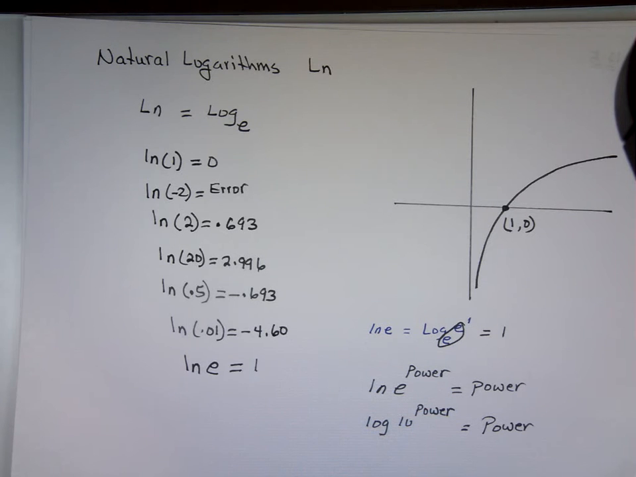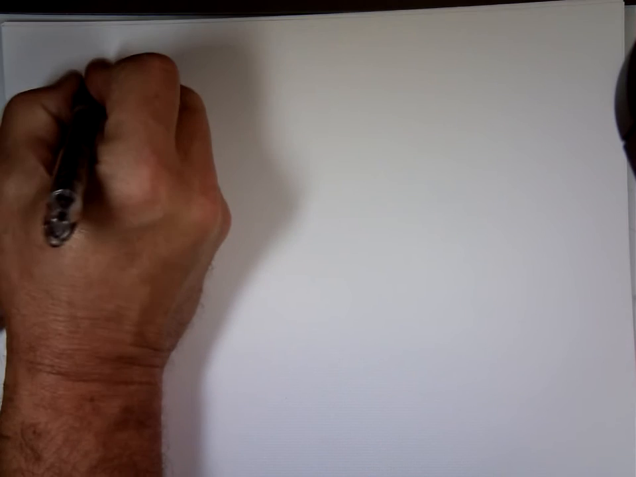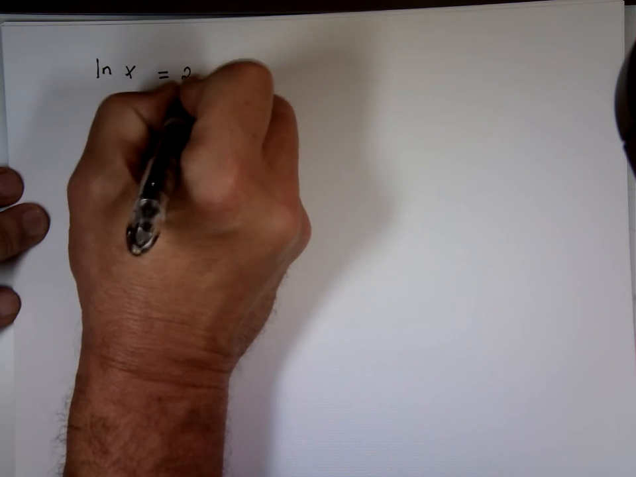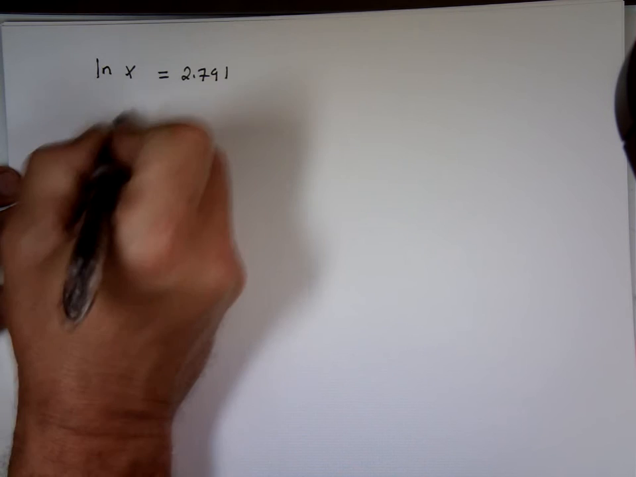Now, what about if I know the answer, I'm looking for the number backward? I know the answer, I'm looking for the number. So the ln of x equals 2.791. Can we find x?